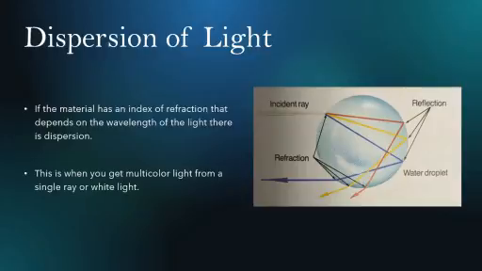Dispersion of light. So this is just when you have white light hit something and you see multicolors come out. Water is an excellent example of this. As it runs into it, because of the different light rays, it separates it out, and then it has its reflection coming out. So that's how you have your different rainbow colors.